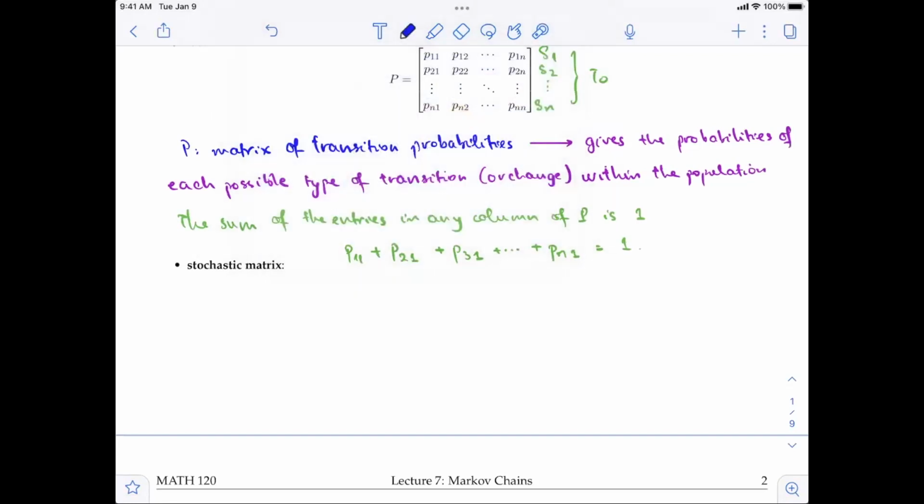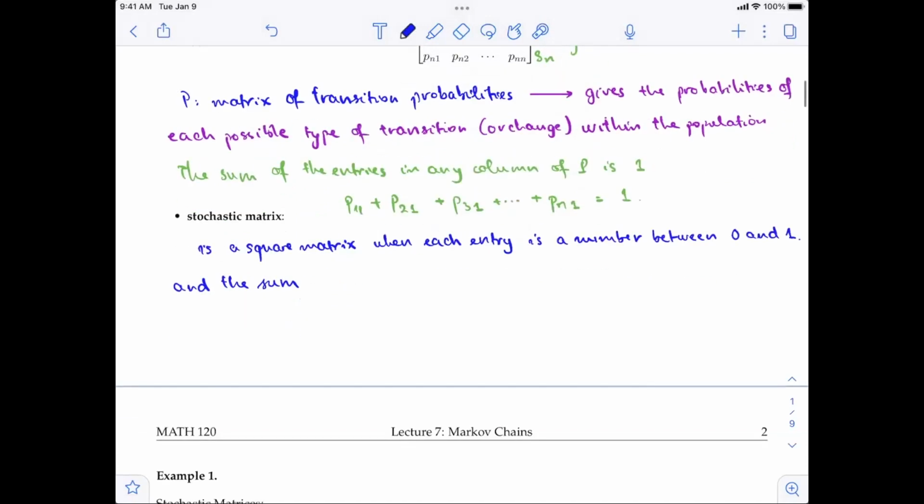So a stochastic matrix is a square matrix where each entry is a number between 0 and 1, again because these numbers are probabilities, and the sum of the entries in each column of P is equal to 1.